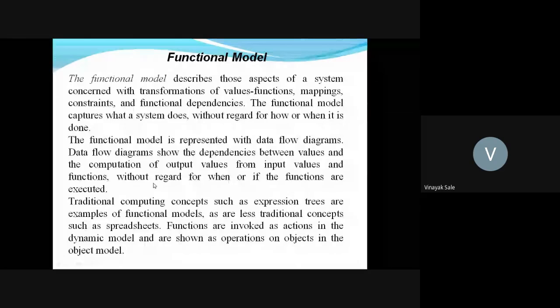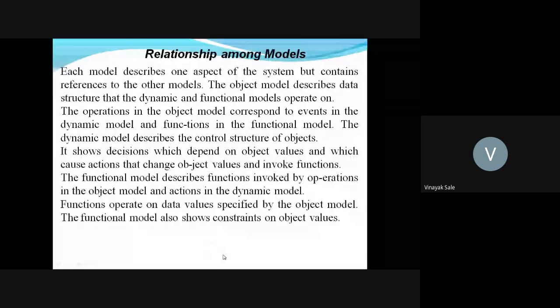Then what is the relationship among the models? Each model describes one aspect of a system but contains references to other models. The object model describes a data structure that the dynamic and functional models operate on. The operations in the object model correspond to the events in the dynamic model and functions in the functional model. The dynamic model describes the control structure of objects.